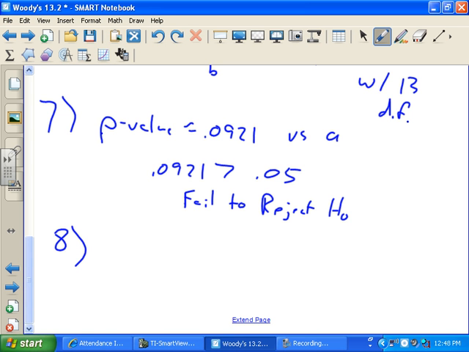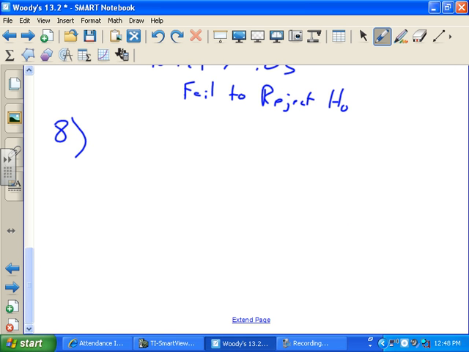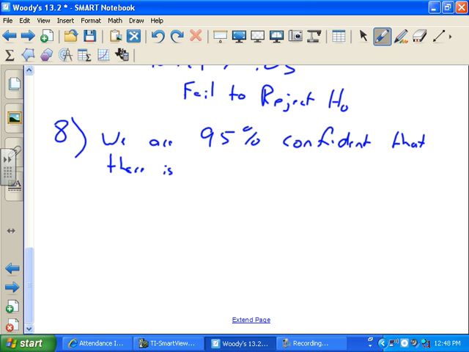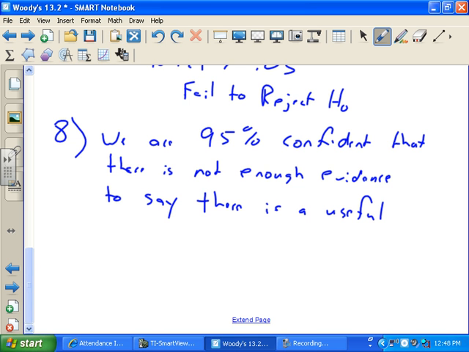And step 8, we are 95% confident that there is not enough evidence to say there is a useful linear relationship between expenditures and, what was our other one? And graduation rate. Thank you.